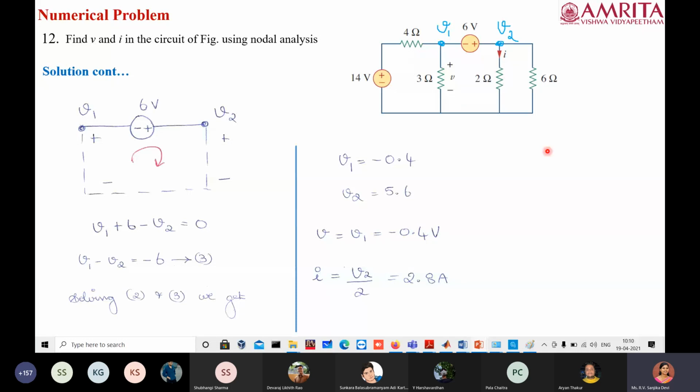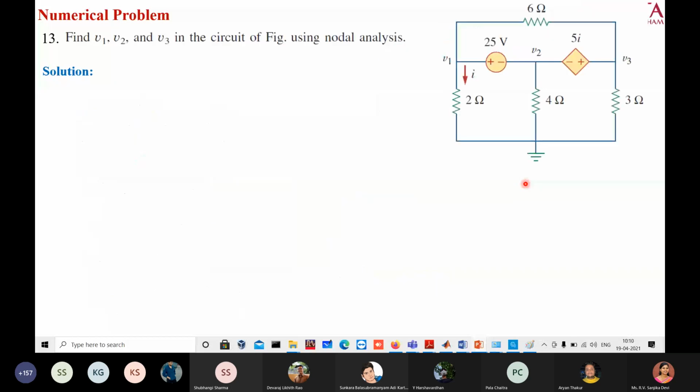Okay, so we will solve one more numerical. Okay, so take down this numerical.